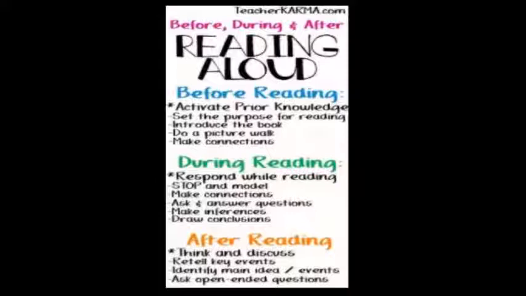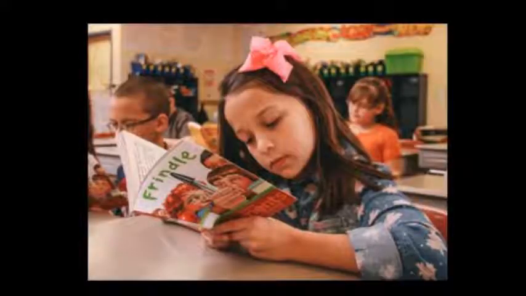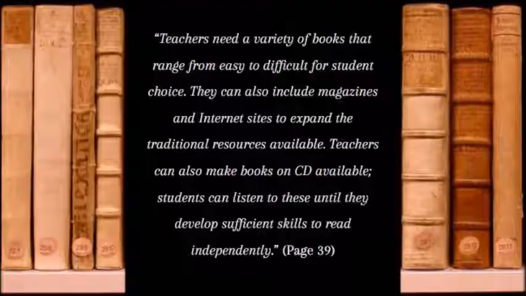In Chapter 2, a reading aloud strategy is proposed for fiction books by selecting good books and classroom location. Independent reading can be practiced by doing pre-selection, getting support from school or community libraries, writing journal entries, one-on-one conversations, and also posing the right questions to initiate conversation. Teachers need a variety of books that range from easy to difficult for student choice. They can also include magazines and internet sites to expand the traditional resources available.